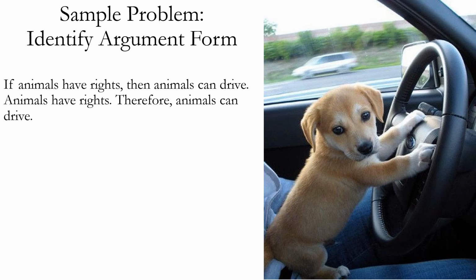If animals have rights, then animals can drive. Animals have rights. Therefore, animals can drive. What is the argument form of this argument? If R, then D, R, therefore D.